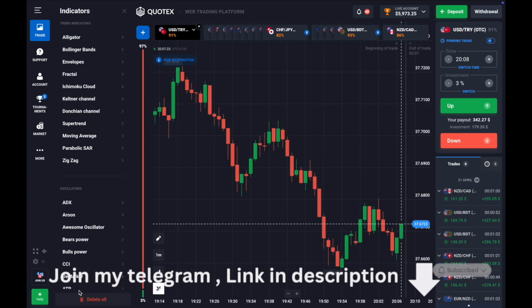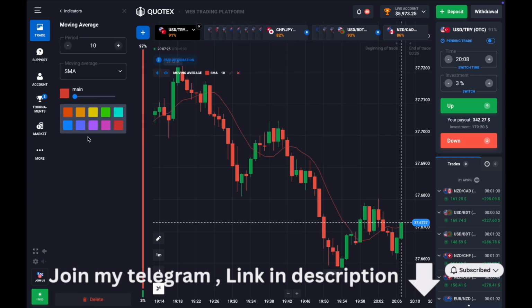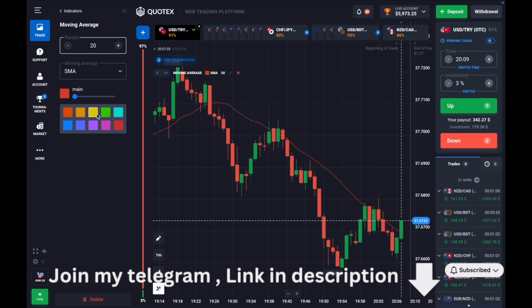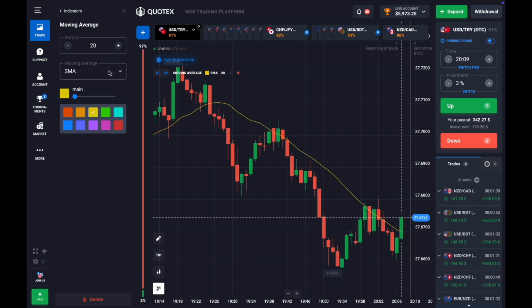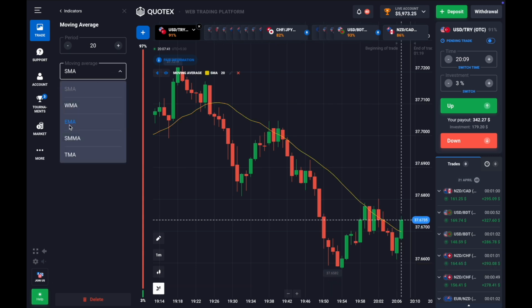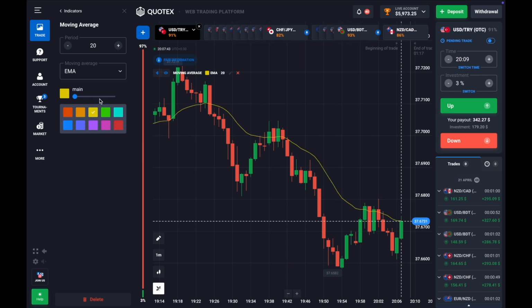Here in the indicator tab, you have to find moving average. This is the one. So here we are going to change the value to 20. Okay, we are making it 20 period moving average. Let's select the color yellow because yellow is more visible, and in place of SMA we are choosing EMA, that is exponential moving average. This is more fast and advanced.